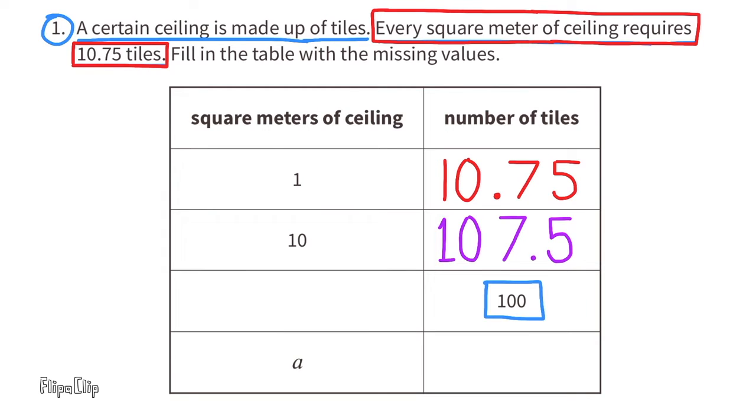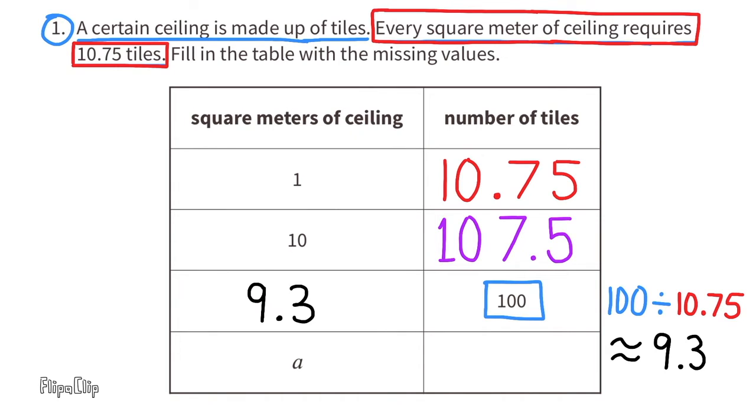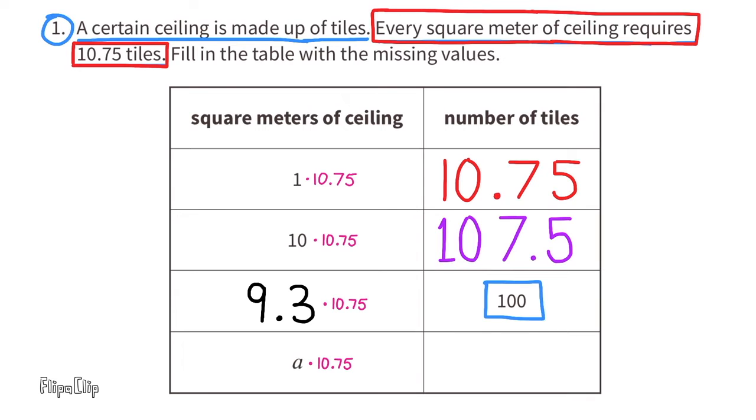To find out how many square meters of ceiling would hold 100 tiles, we need to divide 100 by 10 and 75 hundredths, and that's approximately 9.3 or 9 3/10. So for 9 3/10 square meters of ceiling, it would take approximately 100 ceiling tiles. Since the constant of proportionality is the square meters of ceiling times 10 and 75 hundredths, then A times 10 and 75 hundredths would equal the number of tiles needed for A, the unknown square meters of ceiling.